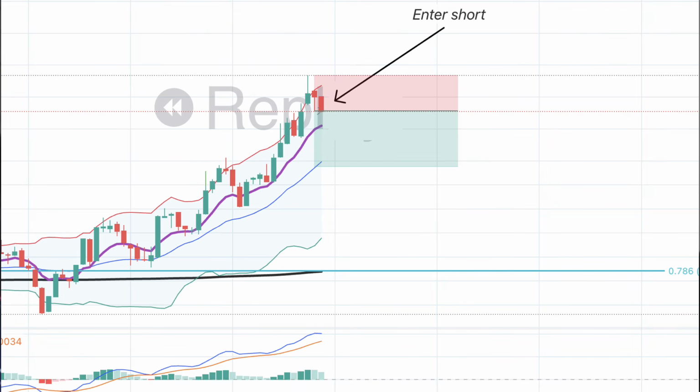That tells us that momentum is actually dying out. So at that point, I'd either enter short with a tight stop above the high, or at least prepare for the snapback. So watch what happens next.